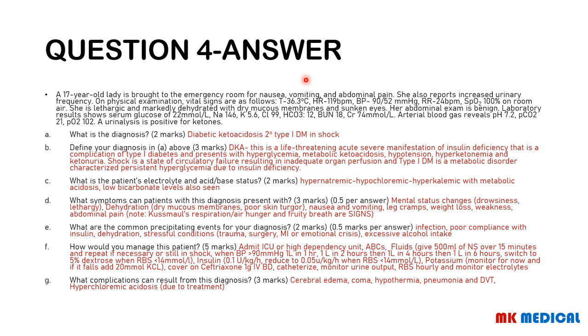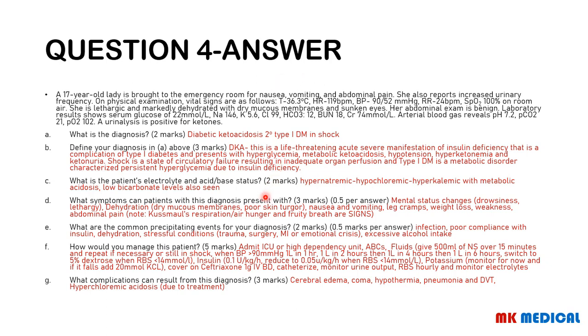Then what symptoms can a patient with this diagnosis present with? Mental changes, drowsiness, lethargy, dehydration with dry mucous membranes, which has already been given, poor skin turgor, nausea and vomiting, which have been given. They may also present with leg cramping, weight loss, weakness, polydipsia and polyuria, which I haven't added to this list, and abdominal pains. Remember that Kussmaul's respirations or air hunger, and fruity breath, are signs that you're going to elicit, unless the examiner really intended to say clinical features as opposed to just symptoms.